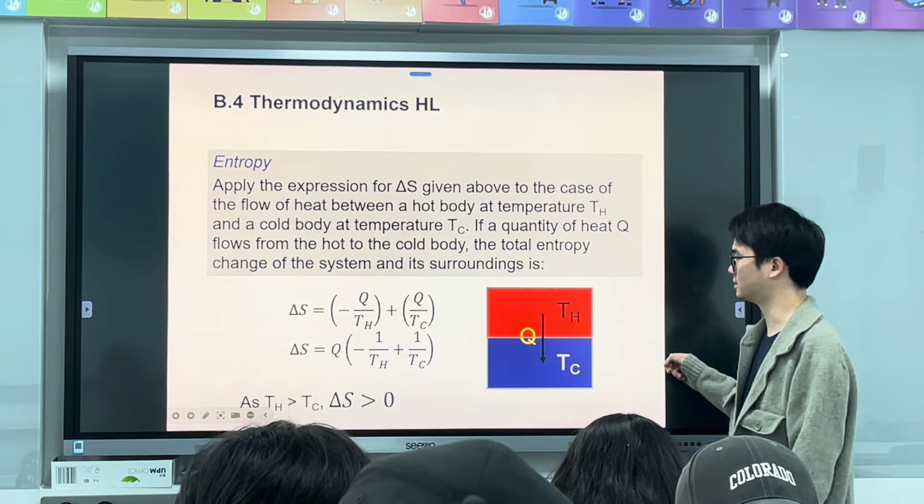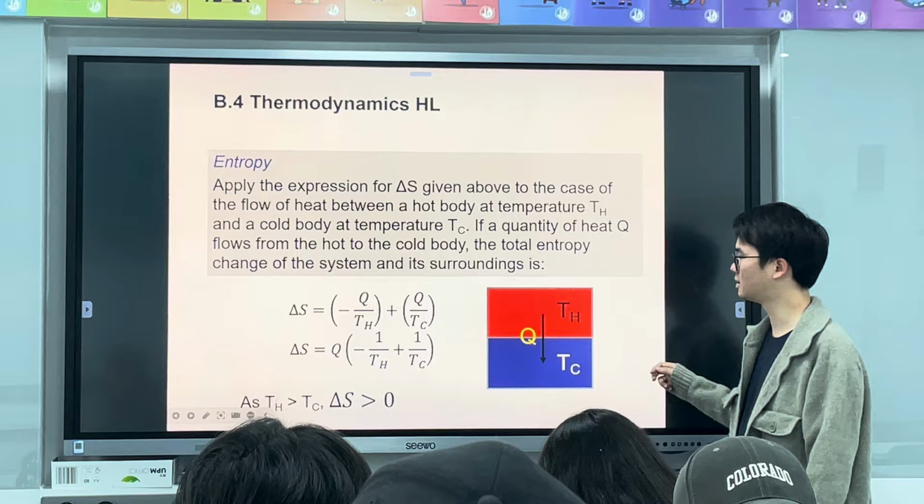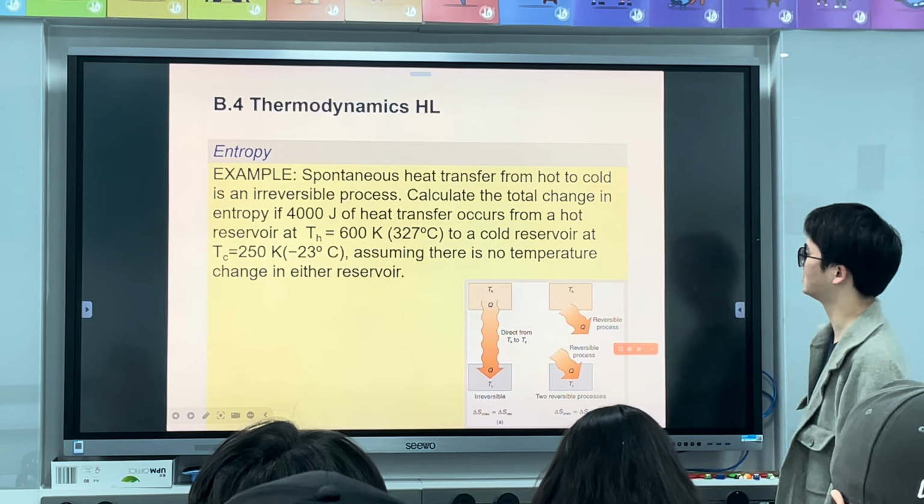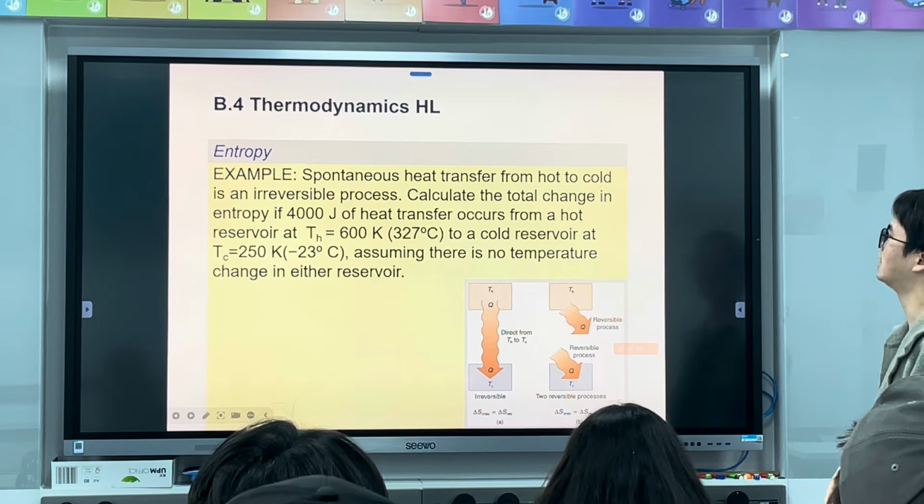Okay, so let's move on. All right, let's look at this example.